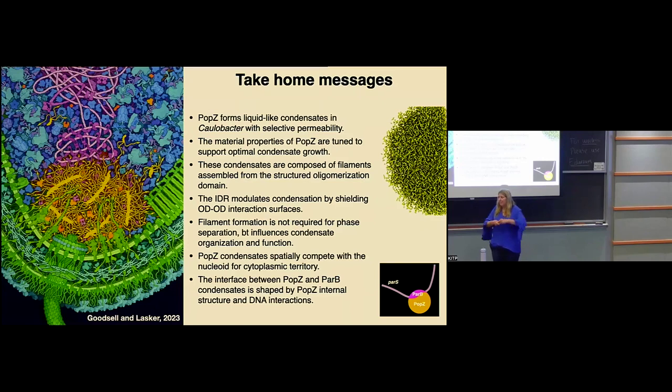But maybe when the linker is so long, for example, then the whole mechanism is different. Or maybe the other direction is easier. When the IDR is too short, you can actually do this inhibition. And that's why you get too solid of a condensate.